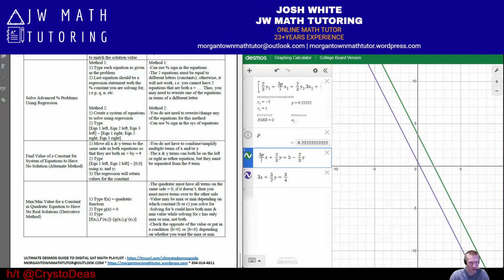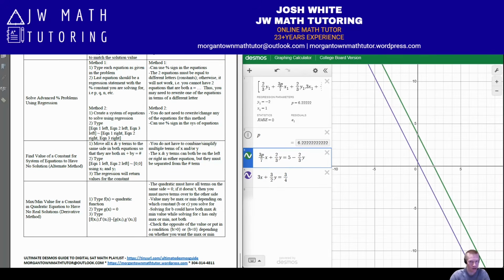Then you're going to type the exact same thing that I went over in a previous video, which is basically used to find the intersection point of two functions. This regression statement here. Notice it has x1 in the statement. It's got f of x, f prime of x, which is the derivative, g of x, and g prime of x. So a couple things.